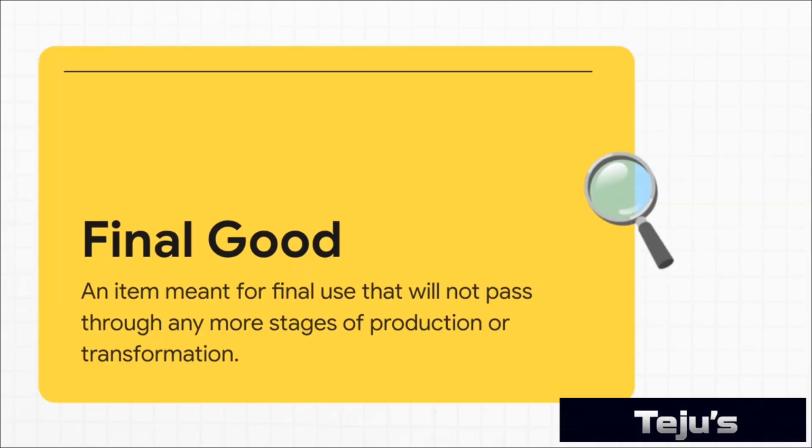And this brings us to a super important definition. A final good is just what it sounds like. It's reached the end of the line. It's not going to be transformed into something else. It's ready to be bought and used by the final customer. Getting this distinction right is absolutely crucial for measuring an economy.